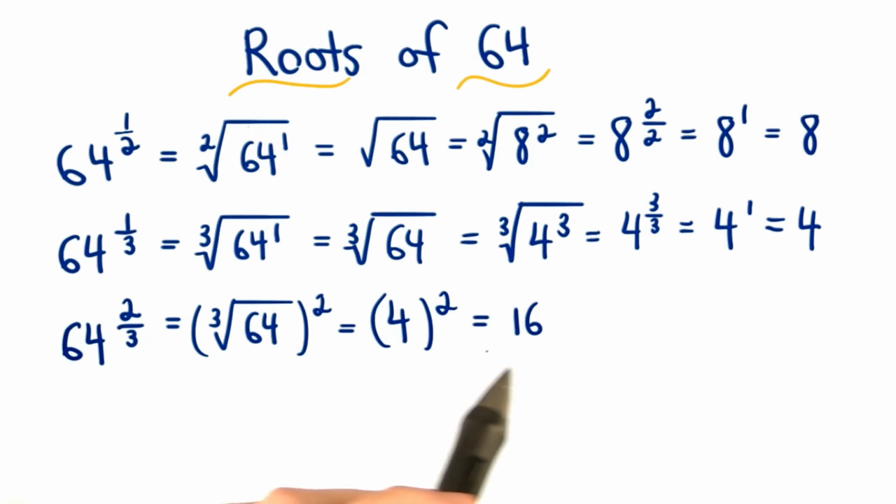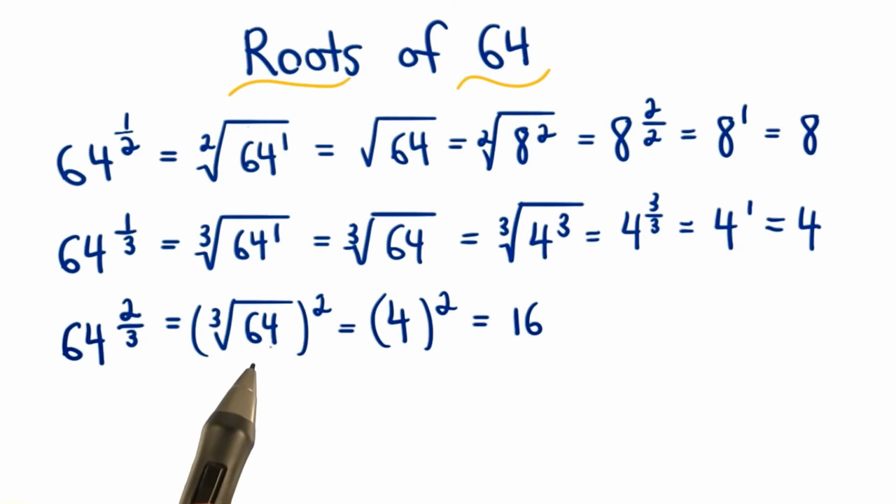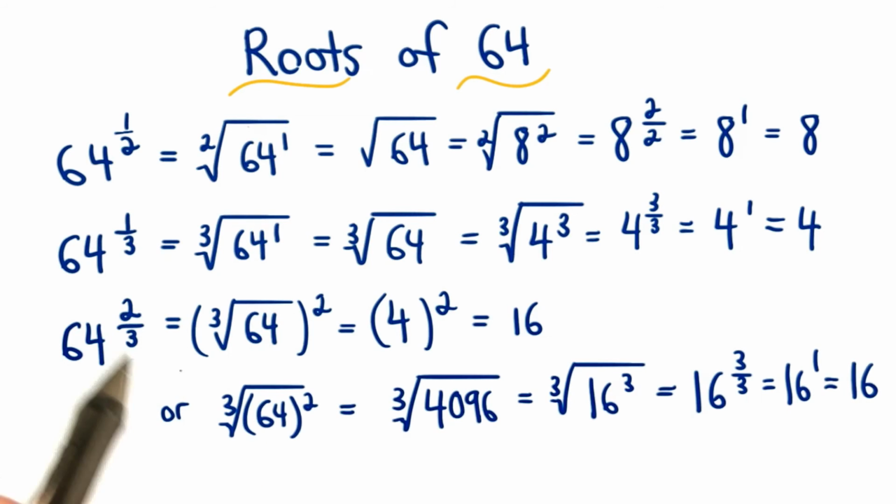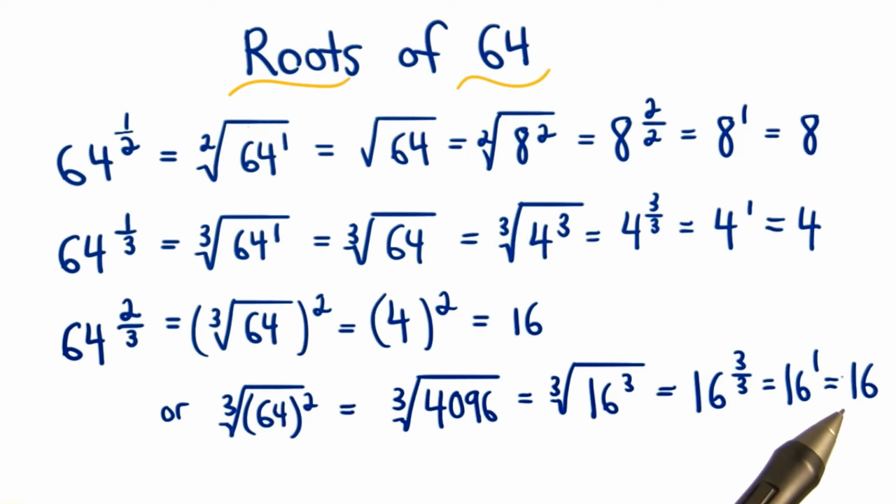Now, you might have done this problem differently. You might have squared the 64 first. We could have also written our power inside of the radical first and then taken the cube root. If we square 64, we'll get 4096. And it turns out that the cube root of 4096 is still 16.